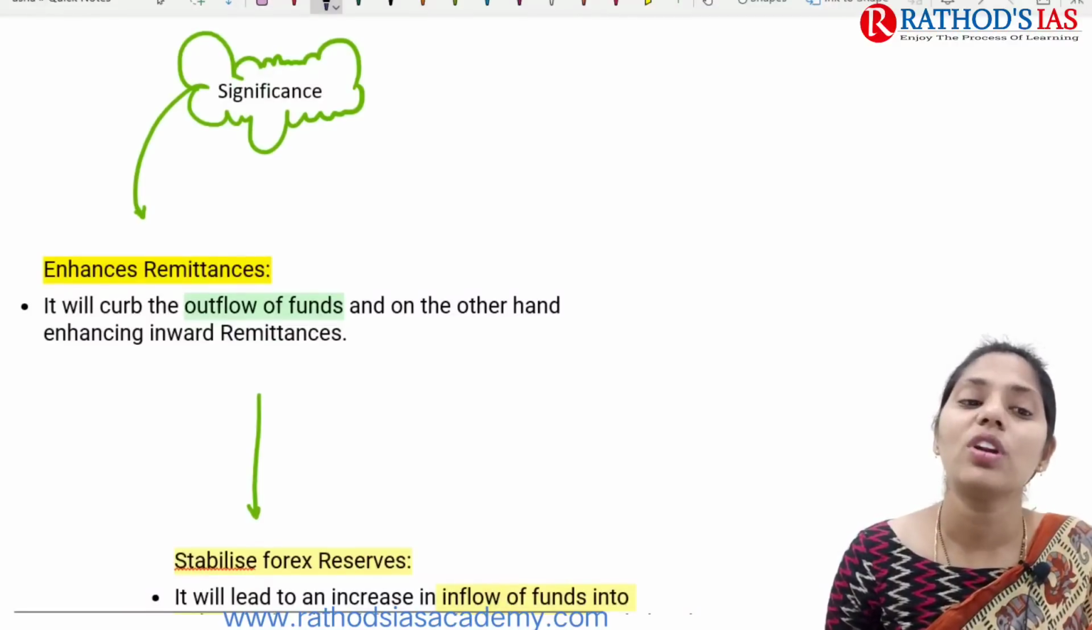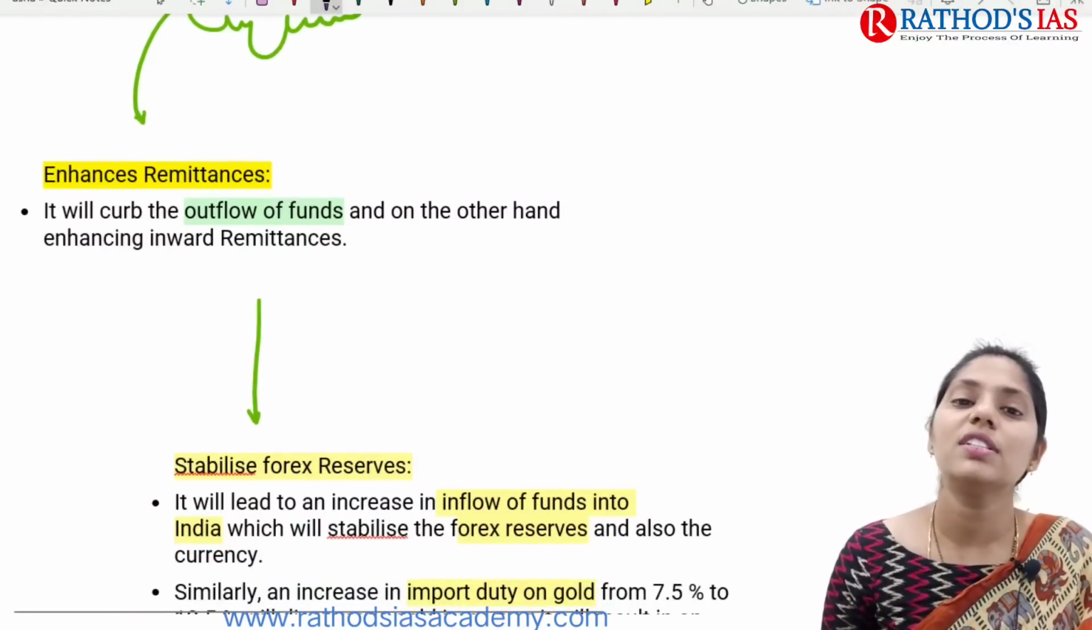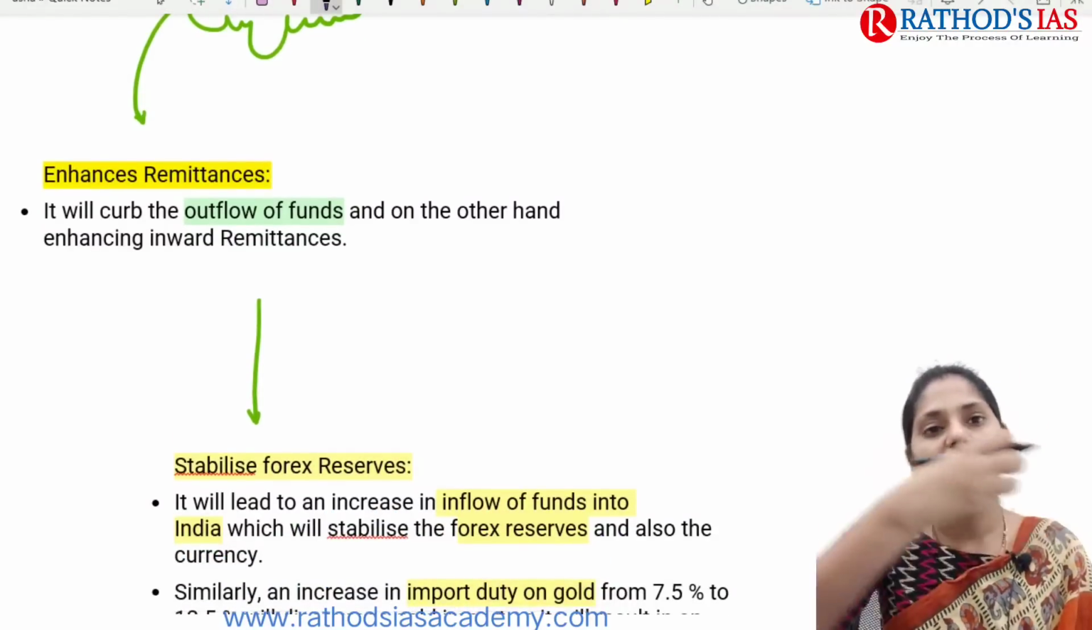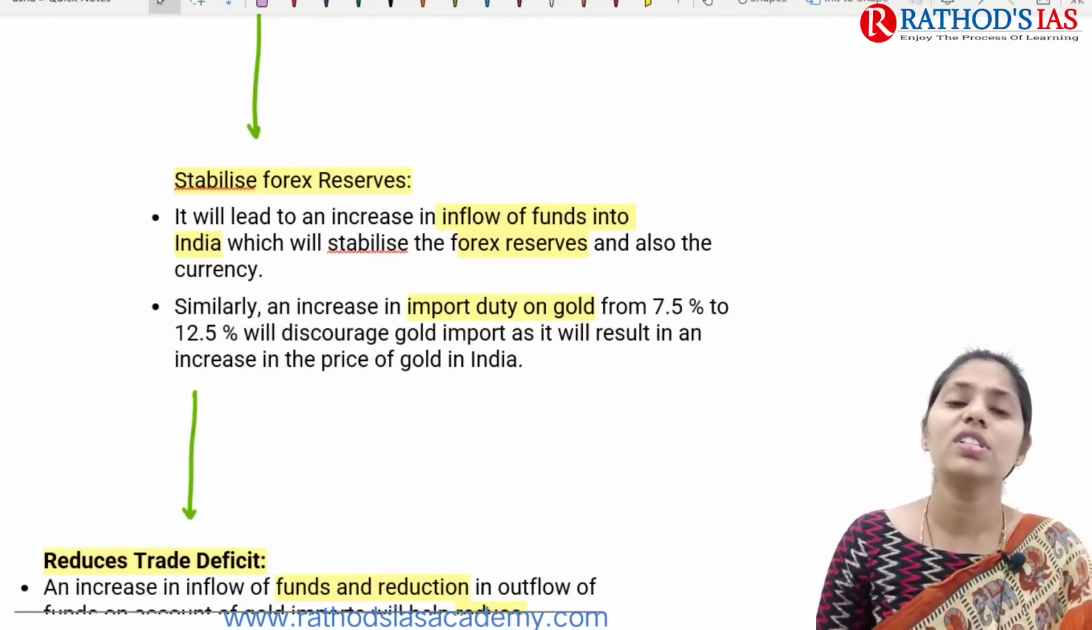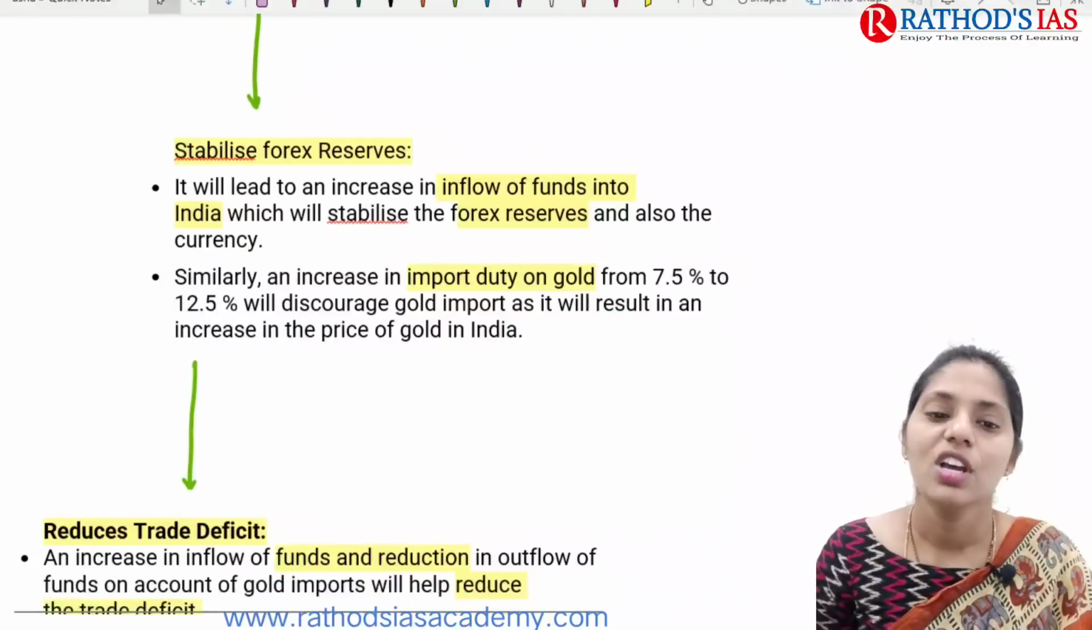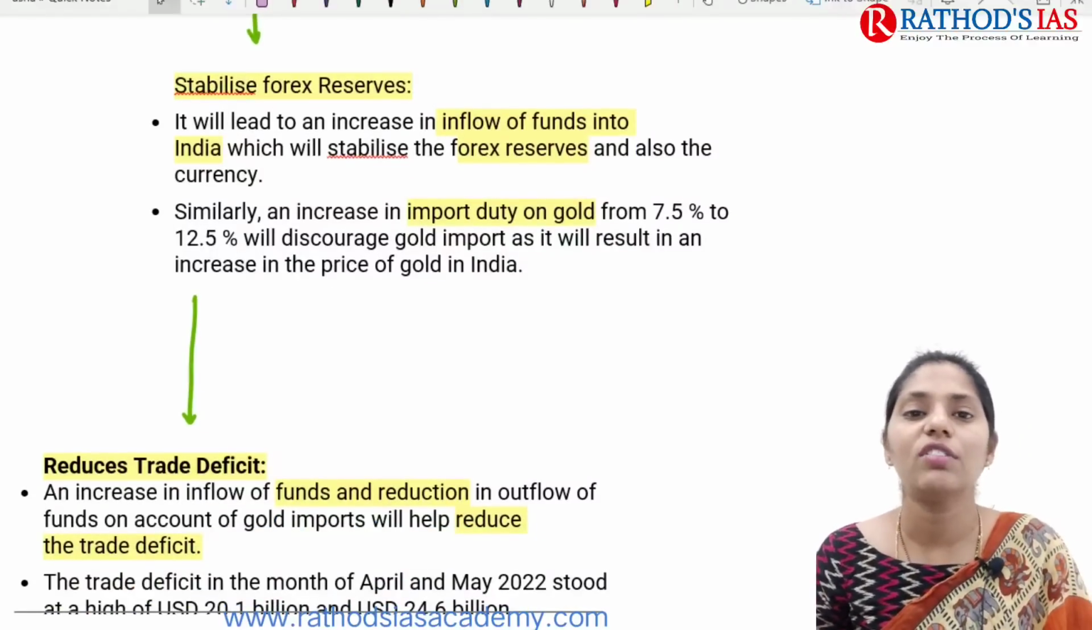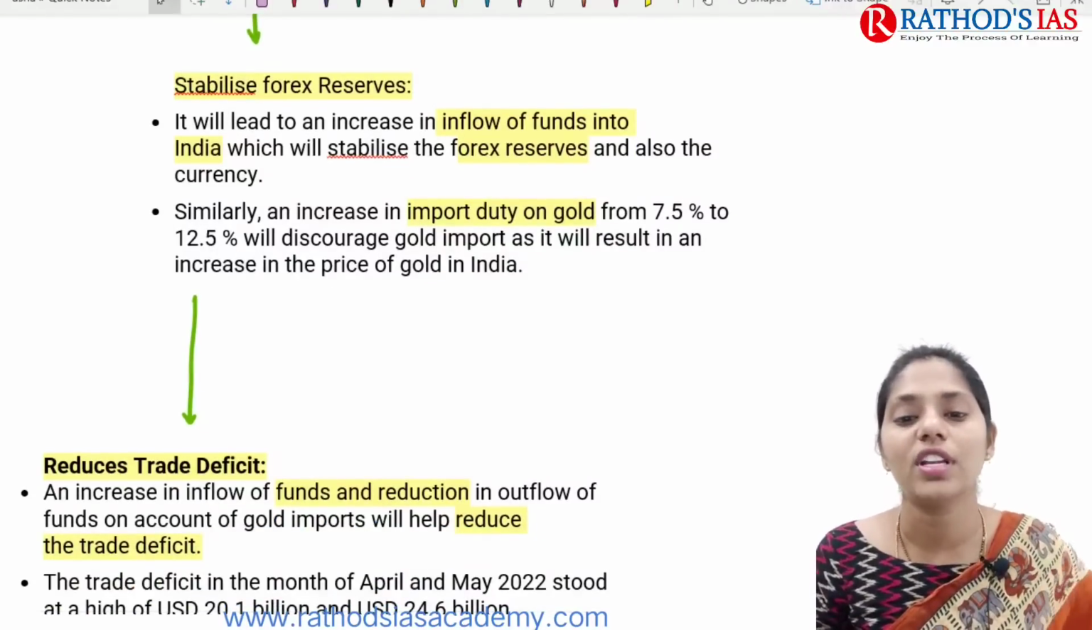And now let us see what the significance is. Whenever a relaxation is seen, it means that we can attract a greater amount of remittances. And we can also see there will be stable forex reserves, because this inflow of funds to India will also lead to stabilizing of forex reserves.